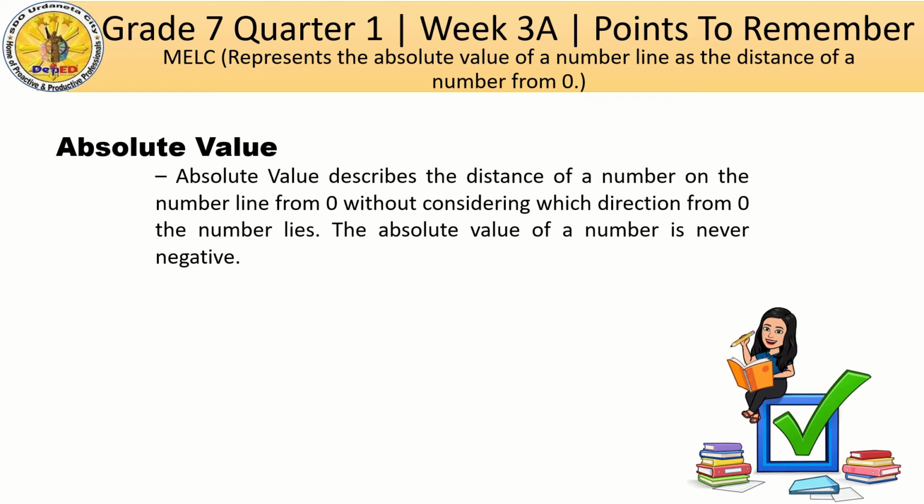Absolute value describes the distance of a number on the number line from 0 without considering which direction from 0 the number lies. The absolute value of a number is never negative. If we're talking about absolute value, please take note that it has something to do with the distance of a number from 0. And the symbol of absolute value is like this, two vertical lines, wherein you can write the number inside of it.